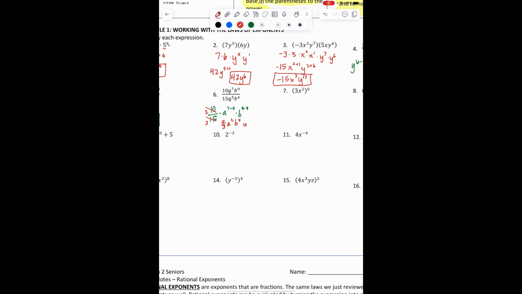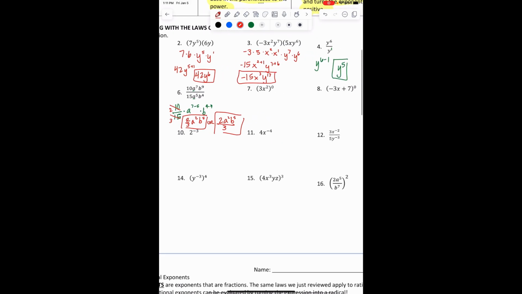Right? You can leave it like that, or if you were to multiply all this out, you could just make it 2a squared b to the 5th all over 3. Okay, both of those are acceptable answers, all right?